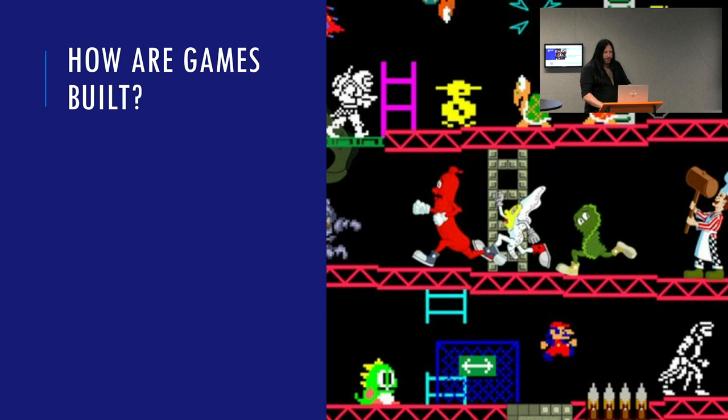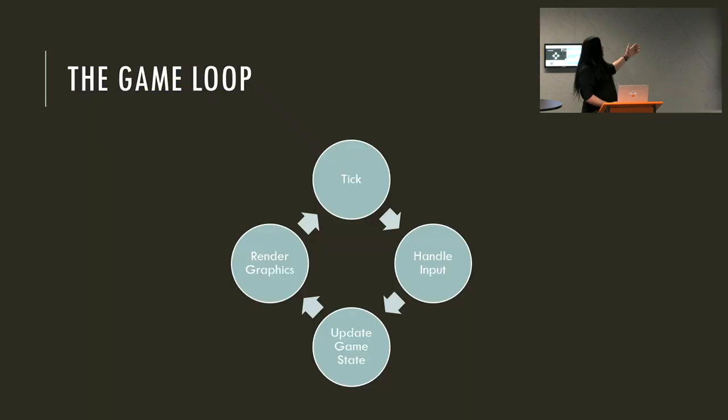But at the core of it, writing a game using a game engine and the way games were written in the 50s and 60s are the same. They're all based around a game loop. And what a game loop is: every second, or maybe sometimes 60 times a second, or 180 times a second, the game ticks. When the game ticks, it's like saying, step forward one moment in time.